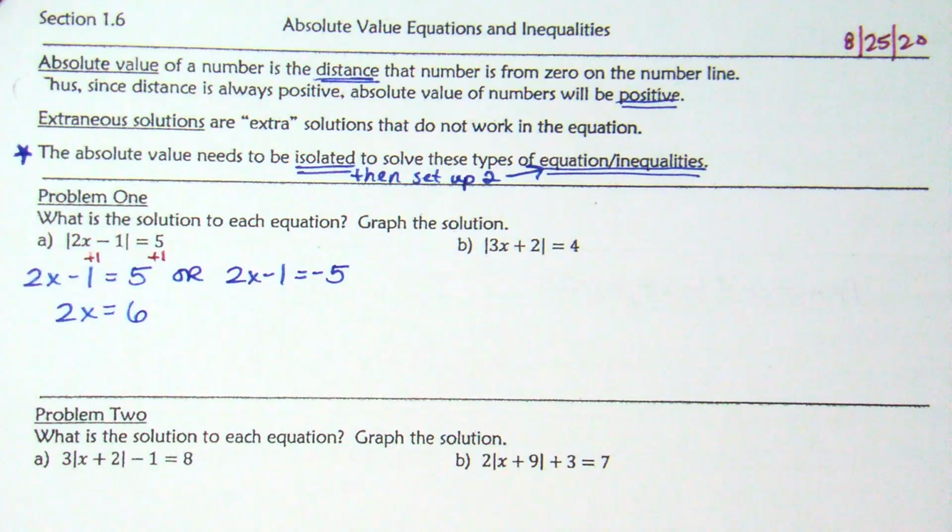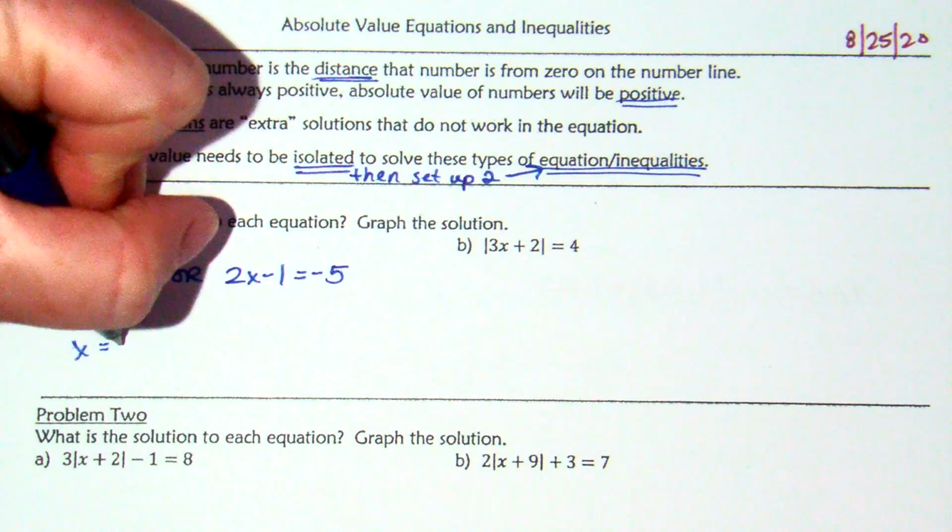Divide by 2. We divide by 2, x equals 3. Or, and I always just put the word or here because my answer could be either or.